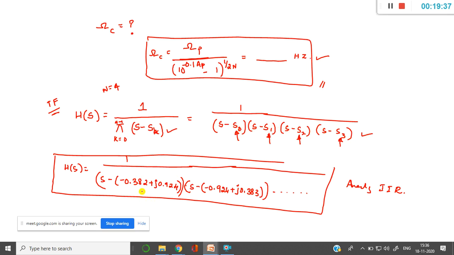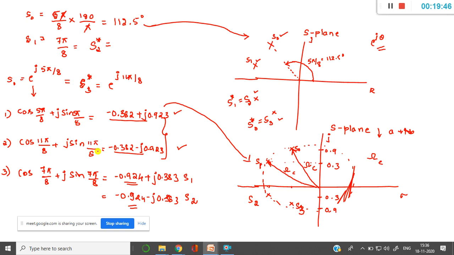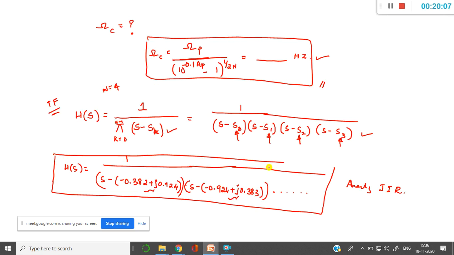Now s0, s1, s2, s3 are already identified. Just substitute those values here. That will complete the writing of the transfer function for the given specification. And one more very important point: if you observe the s plane, where the poles lie, the poles are lying on the left-hand side of my s plane. Therefore, what can I conclude here?